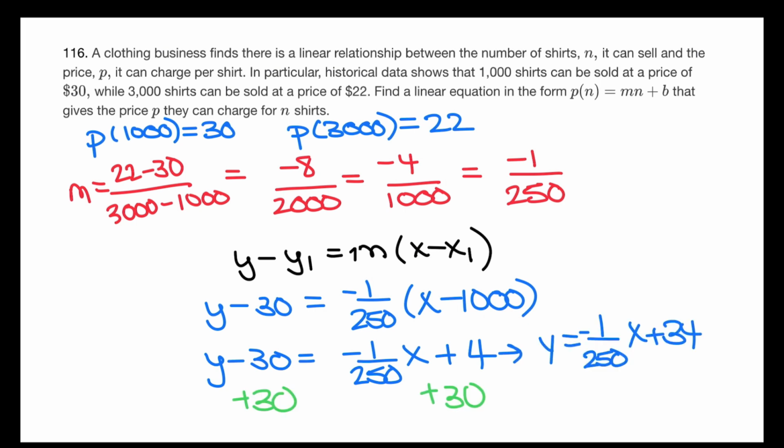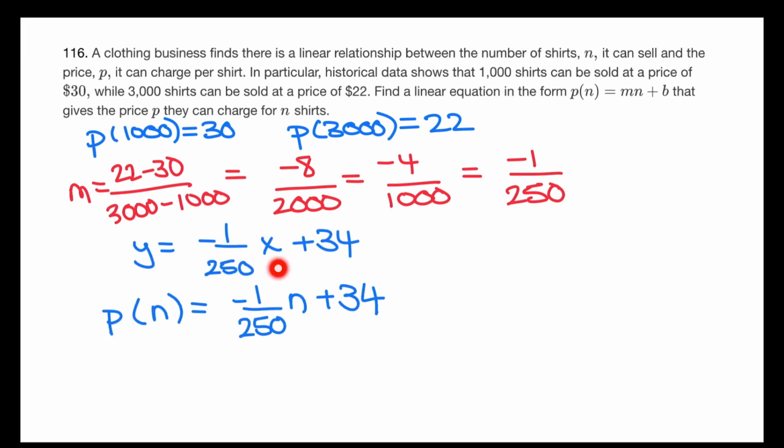Then I add 30 to both sides. y equals negative 1 over 250x plus 34. That's my linear function. To finish, I should use the letters they gave me in the problem. Instead of x, they're using n. And instead of y, we're using P of n. So my function is P of n equals negative 1 over 250n plus 34. And this is a function that gives me the relationship between price and the number of shirts that I can sell. Sometimes we refer to this as our demand function.